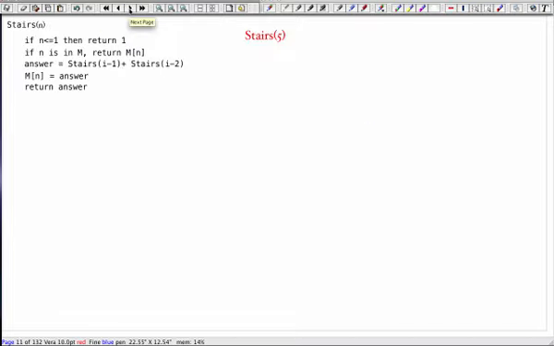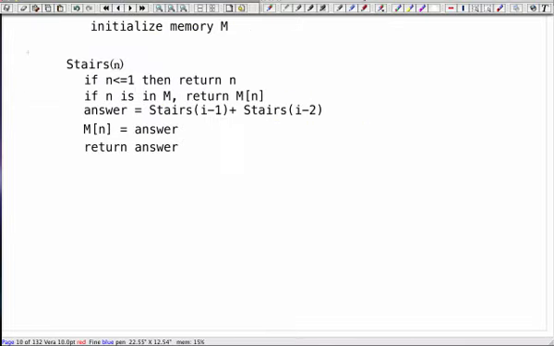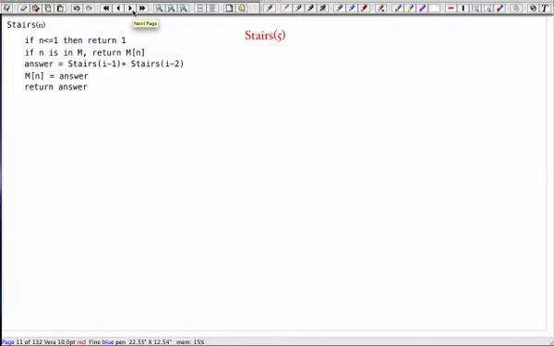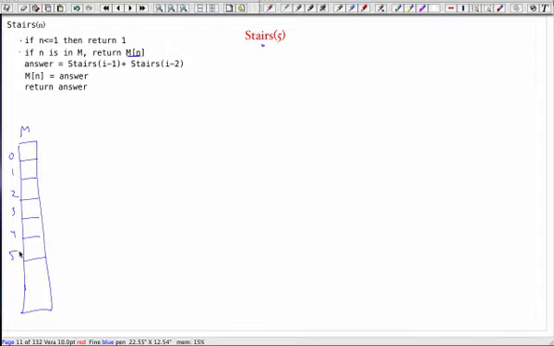So let's go through this example. Let's now see how this memoization will help in this case. If we had stairs of 5, we'll run through this line and this line. Our memory at this point, let's put M right here, is all blank. So we're going to execute this line right here, which will make a recursive call to stairs of 4 and stairs of 3. But it's going to evaluate stairs of 4 first.